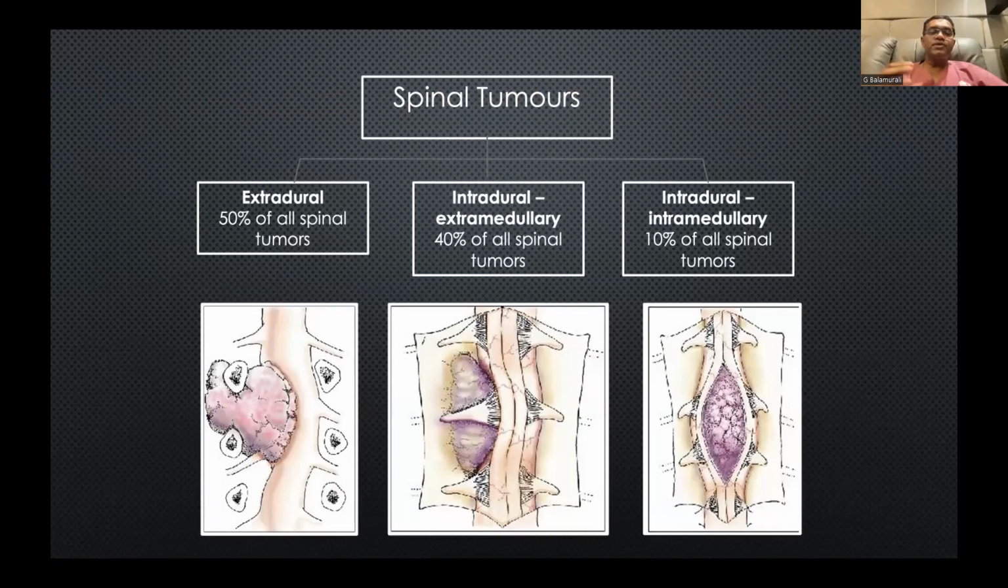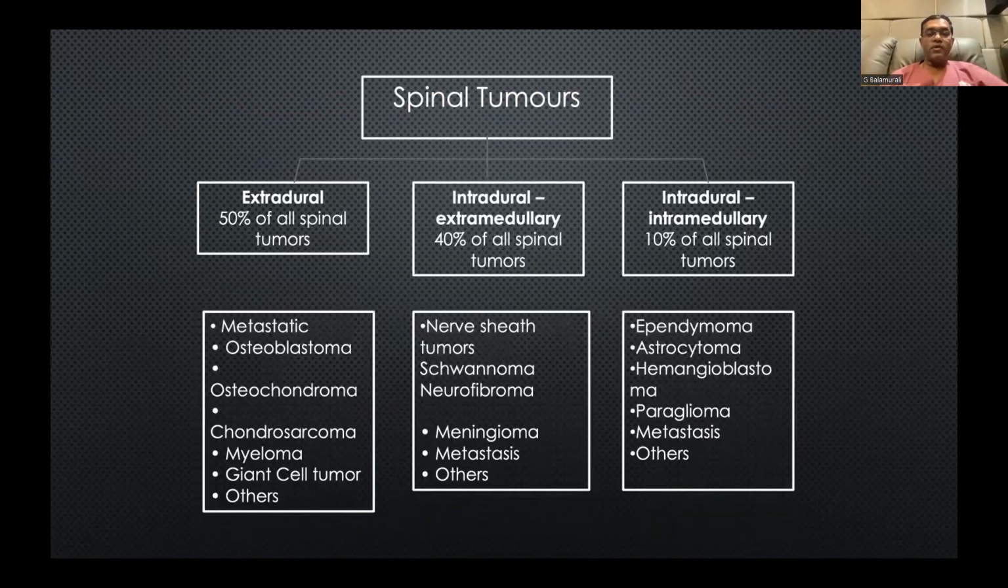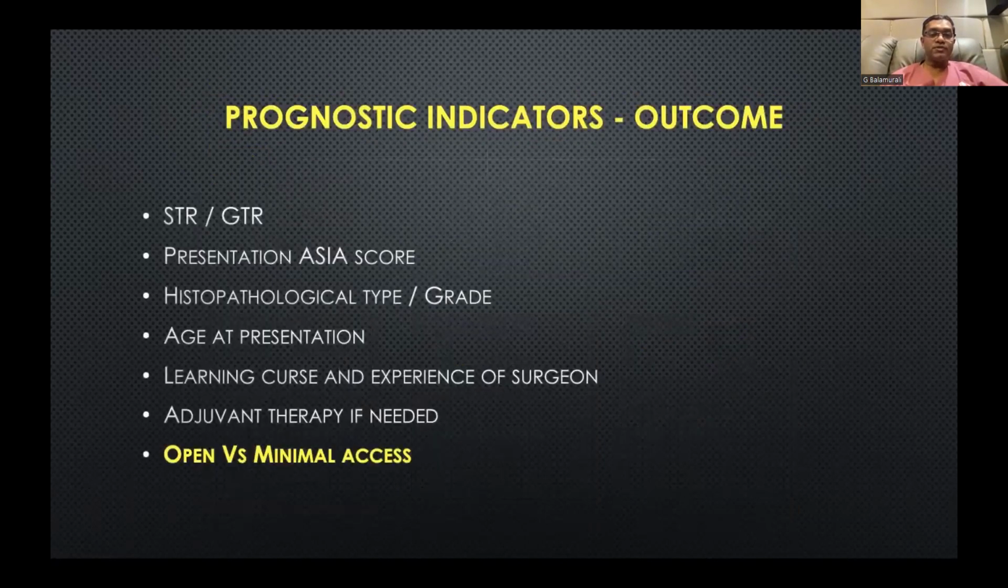If you take all the intraspinal tumors, the four most common are schwannoma, neurofibroma, ependymoma, and astrocytoma. These are the most common intradural extramedullary or intramedullary tumors, which we will deal with. This is what has been reviewed in the literature in terms of tubular surgery. The prognostic indicators of a good outcome are subtotal or gross total resection, presentation neurological score, histopathological type or grade, the age at presentation, the learning curve and experience of the surgeon, and whether adjuvant therapy is needed.